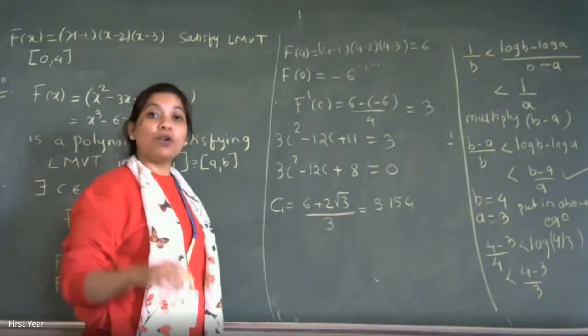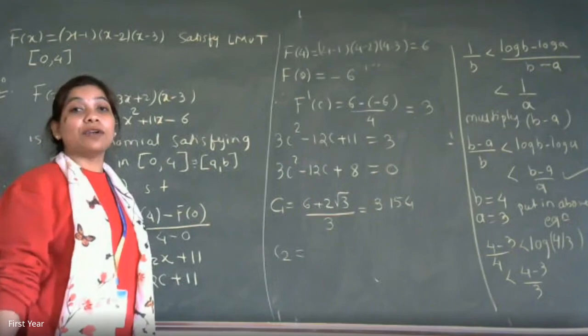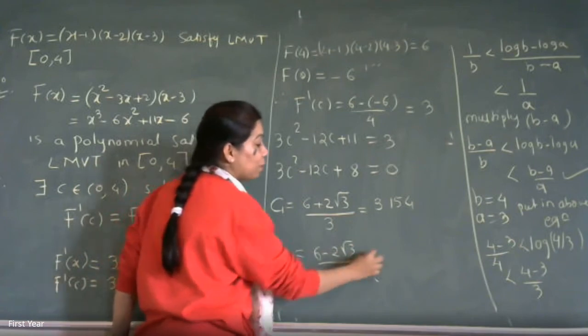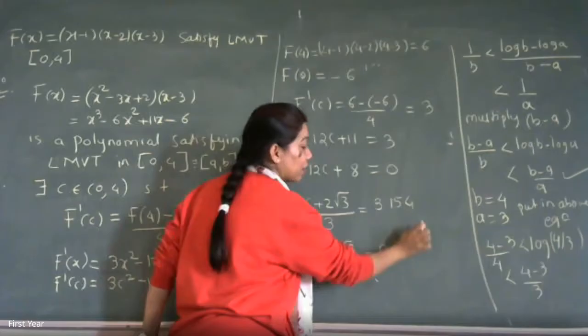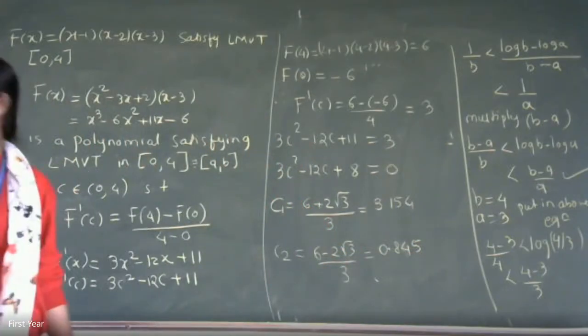Okay. Now again go back to that equation. You will also get the second root. What is the second root? 6 minus 2 root 3 divided by 3. If you press S to D, it gives you 0.845. Is it okay?